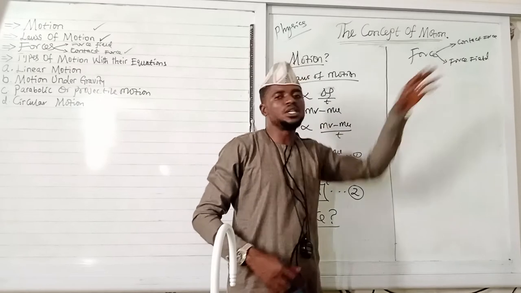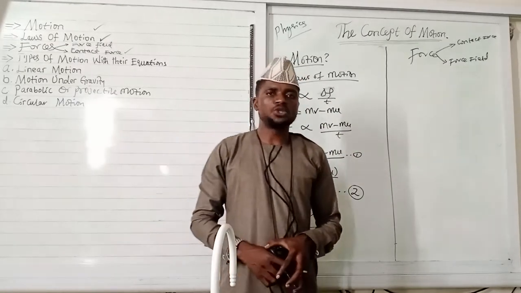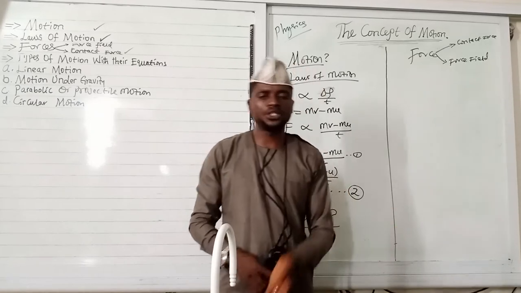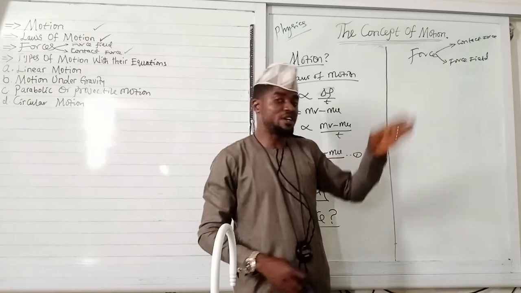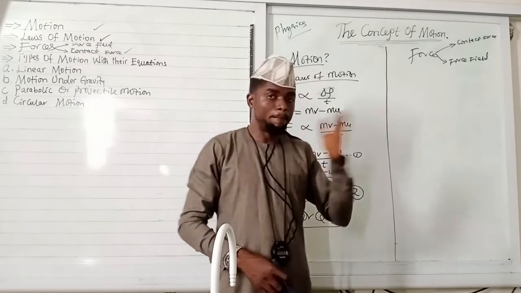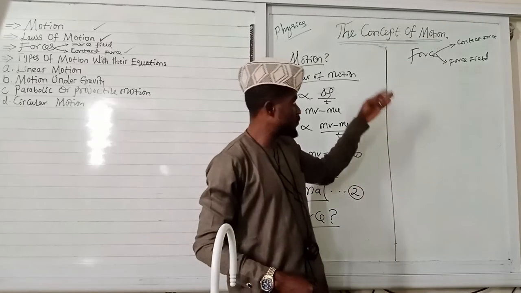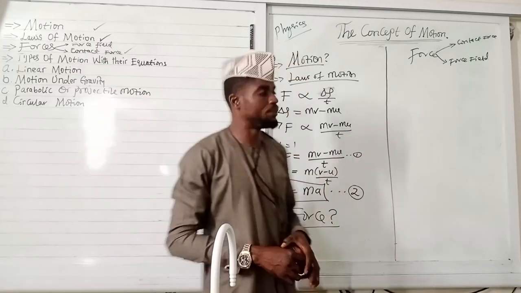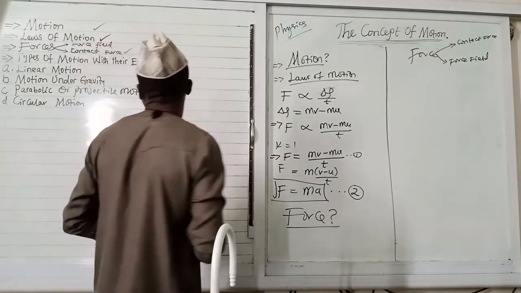Examples of force field include gravitational force, electrostatic force of attraction or repulsion, and then we have gravitational force of attraction, magnetic force of attraction or repulsion, and then the electrostatic force of attraction or repulsion. So those are the types of forces that we have.